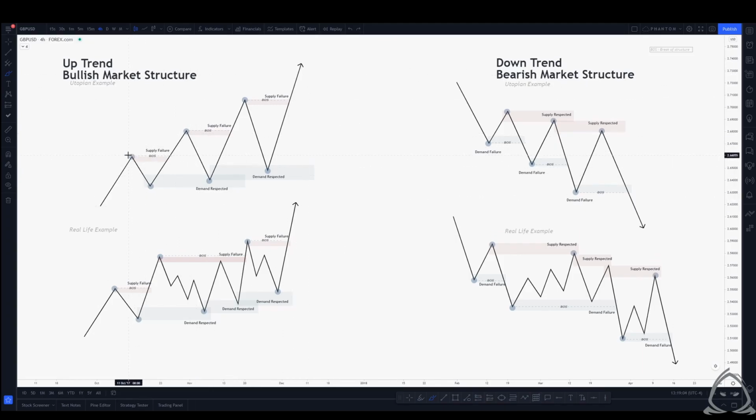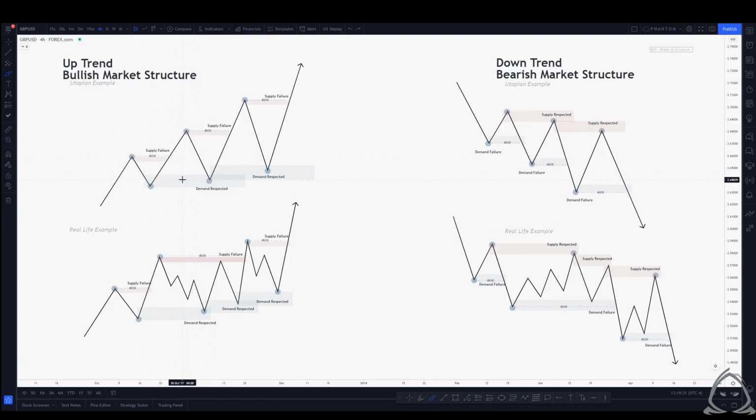what we can see is when we create that pullback, we are creating what would be a supply zone, whether it be a pivot supply or a range created supply. And price also creates a demand zone. The demand zone is ultimately what is respected, and that's what creates a supply zone failure, which then creates the highest high. And again, when price retraces or pulls back, we create another supply zone.